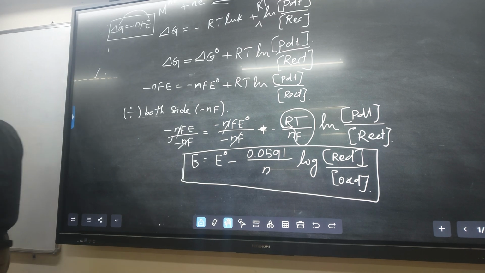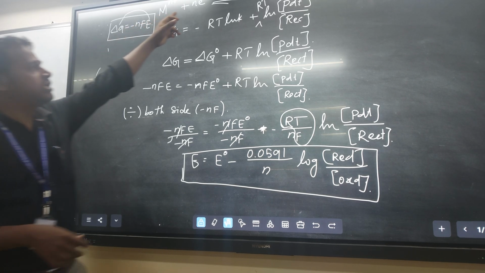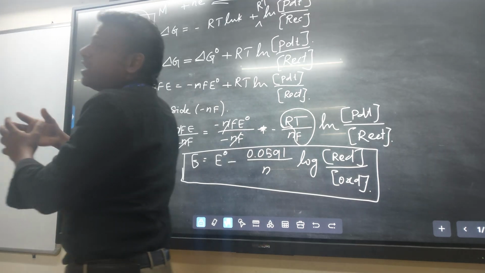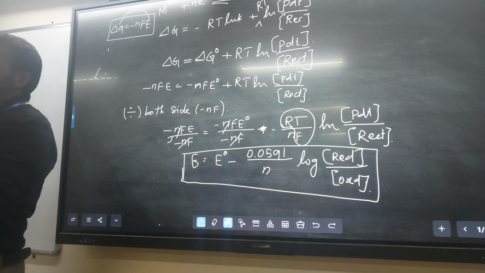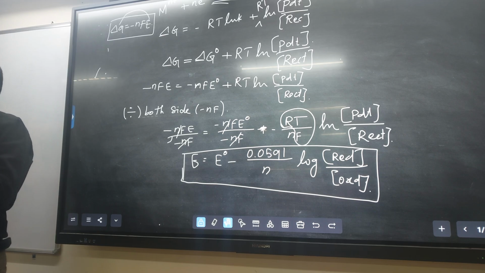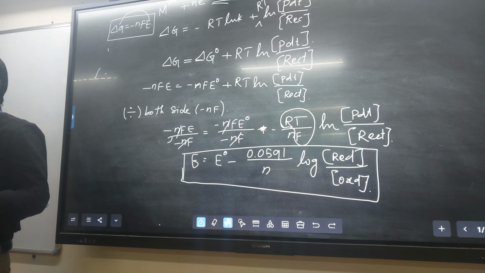EMF of the cell, and to find the equilibrium constant, K equilibrium. This is the reaction, right? When the reaction attains the equilibrium, that means the reactant and product attain the equilibrium, at that time we can calculate the K equilibrium using the Nernst equation.